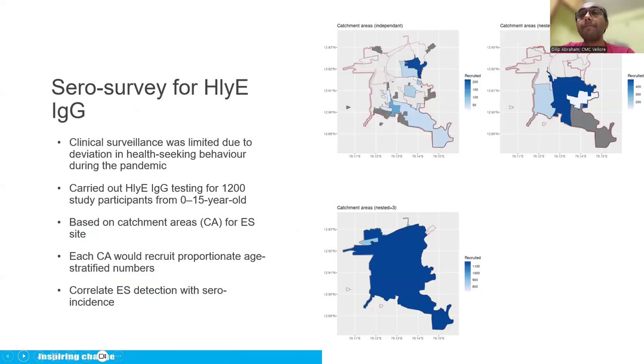In order to correlate, we looked at HlyE IgG. This is a novel technique that was developed by Jason Andrews' group at Massachusetts. We don't have time to go into it, but basically by doing a cross-sectional serosurvey and measuring the HlyE IgG, we are able to estimate the population-level seroincidence over the last 1 year. And there's a paper by Meiring et al. out, and you can read more about this. Next slide.